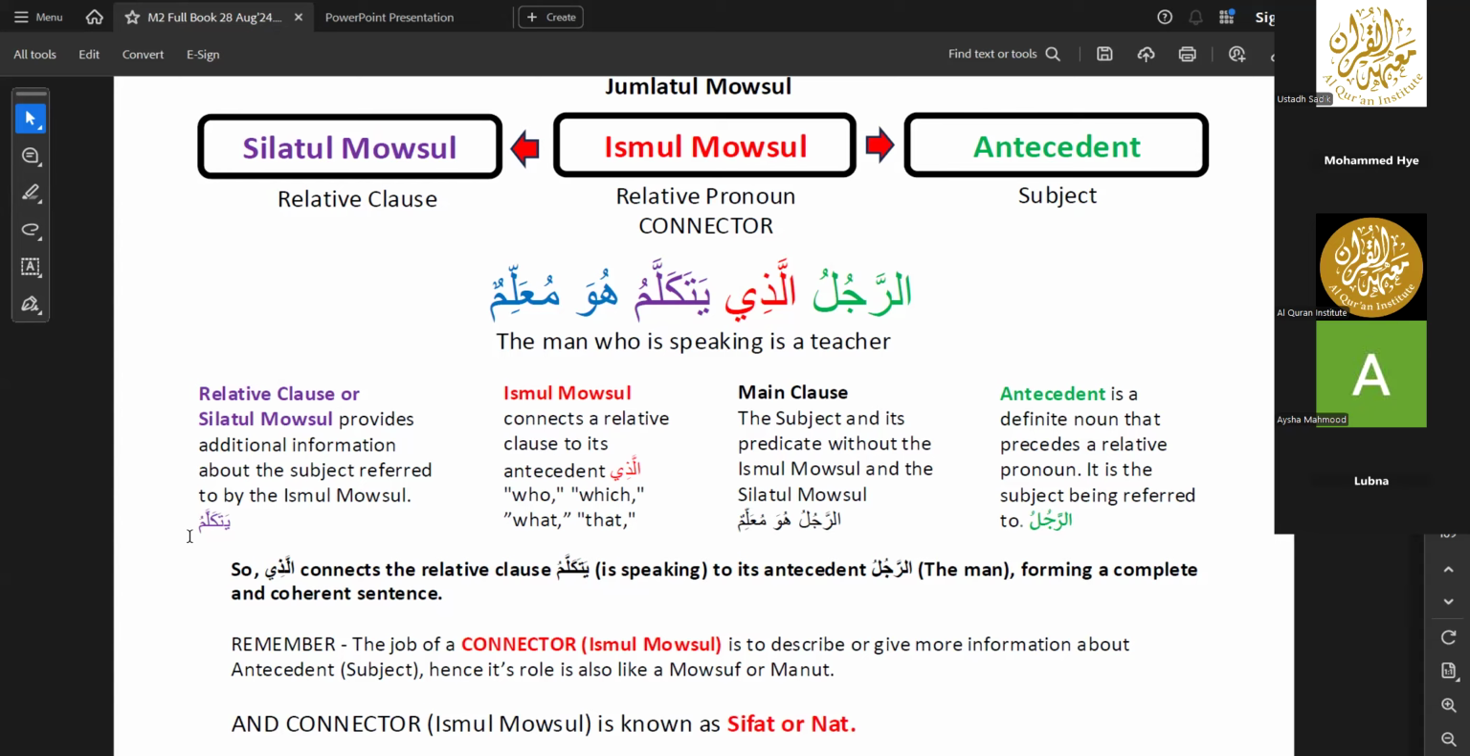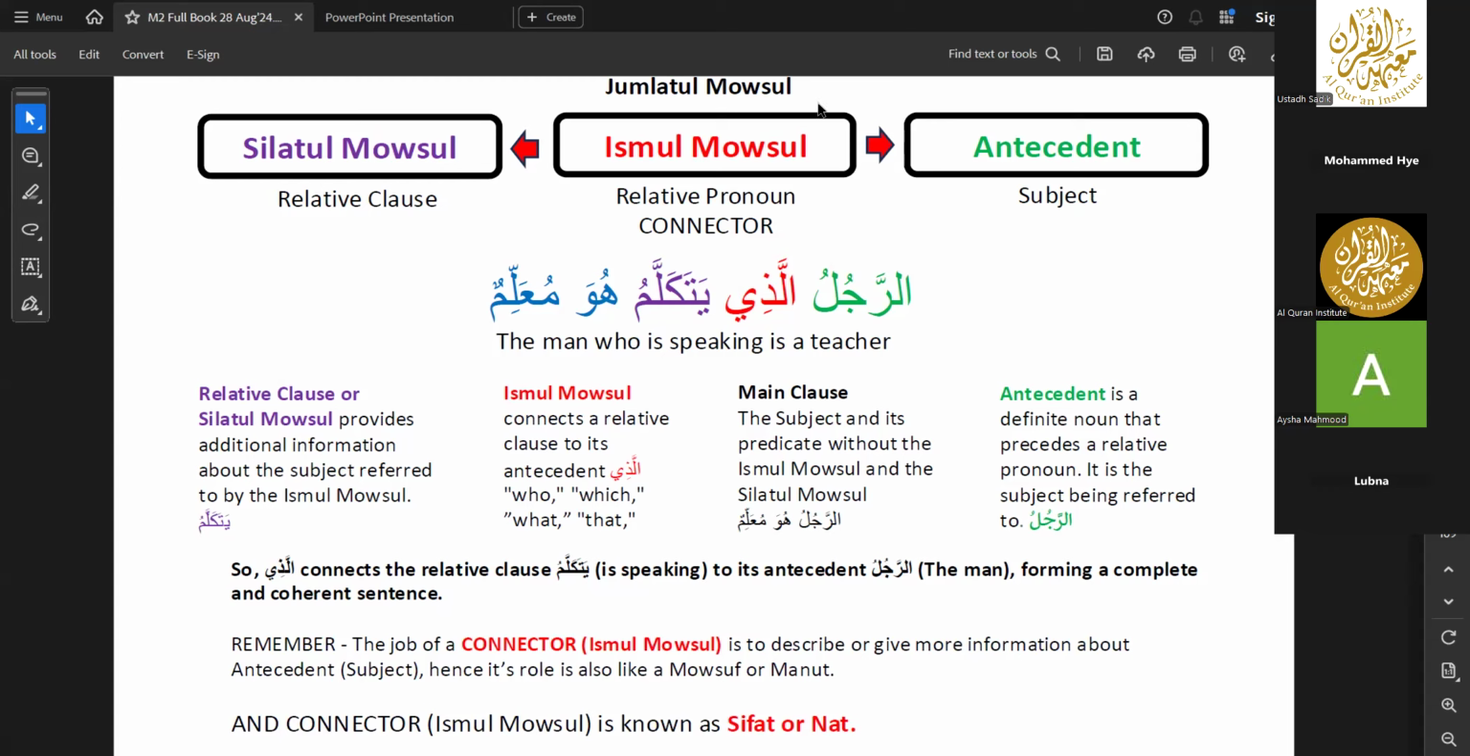When we say silatul mawsul, don't think relative pronoun. If you need to make a note, this is why we ask about the notebook, because when you write something down, it helps you remember more. When we say silatul mawsul, this is the relative clause. And what does the relative clause mean? The relative clause provides additional information about the subject referred to by the ism mawsul.